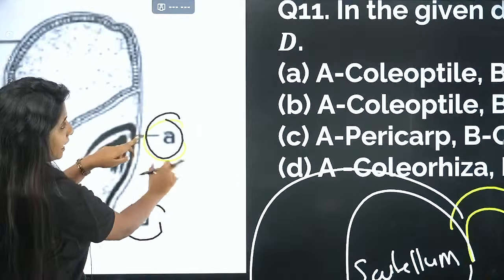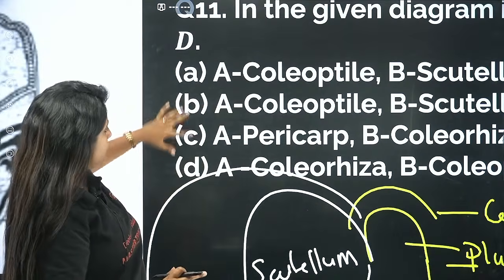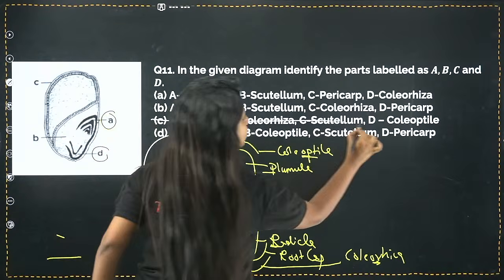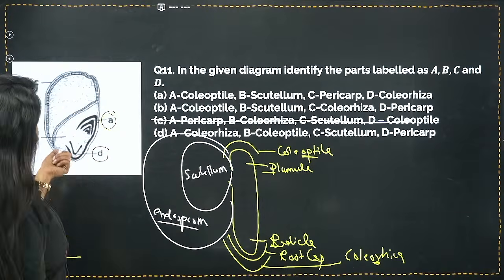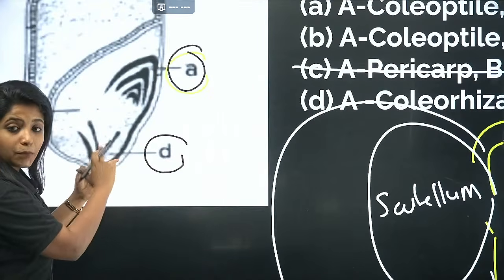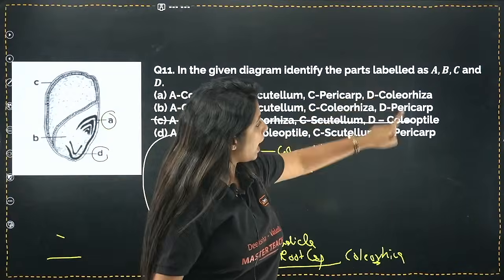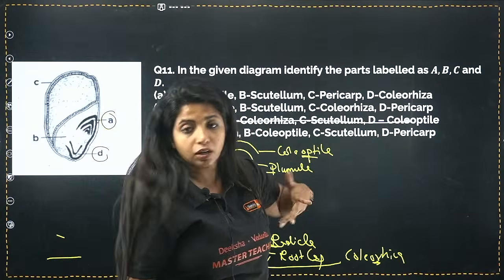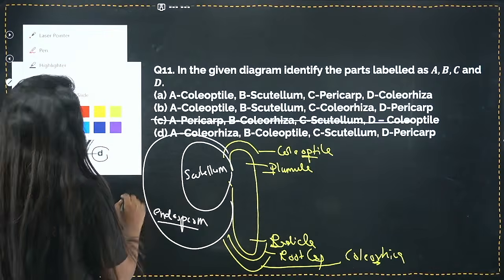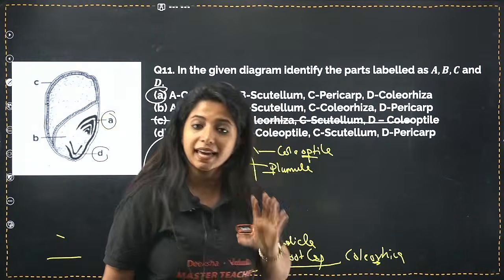When you are asking about A, in the A option you have coleoptile. Since the B and D options are also saying coleoptile, I will cancel out this particular option. Now when you talk about the D one, it can be either root cap, radicle, or coleorhiza. Pericarp is definitely not an option. I just have one option saying it is coleorhiza, which is why I can easily lock my answer saying that it is going to be A.